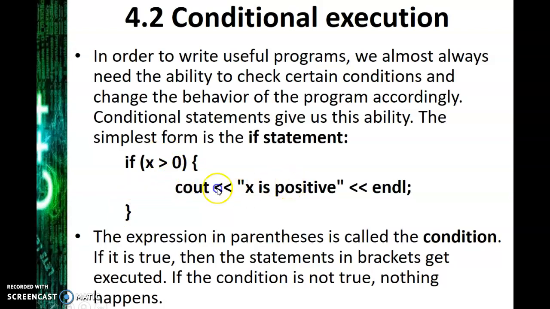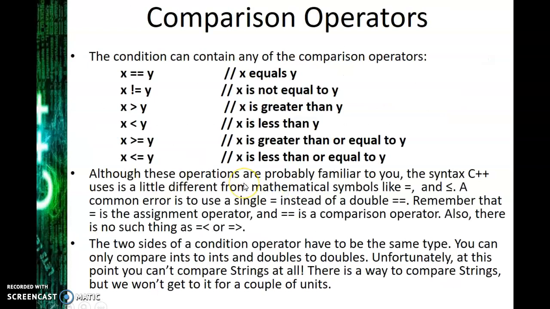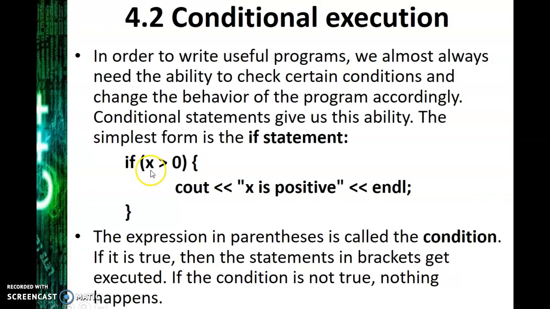Now this code will only run if this is true. If x is greater than 0, this code will run. If x is less than 0, which makes this false, it will skip over the if statement, and it will skip that piece of code. So that code only runs if x is greater than 0. If x equals 0, well, 0 is not greater than 0, so it will be skipped.